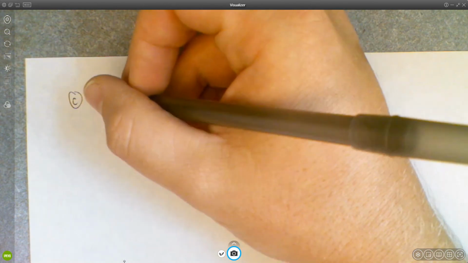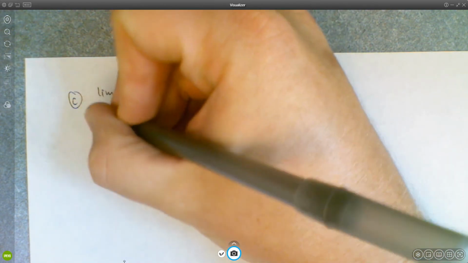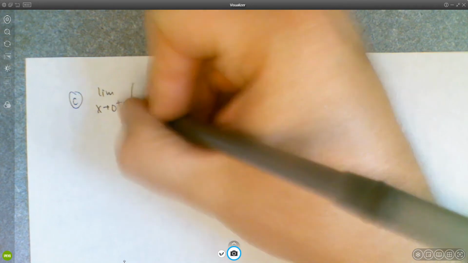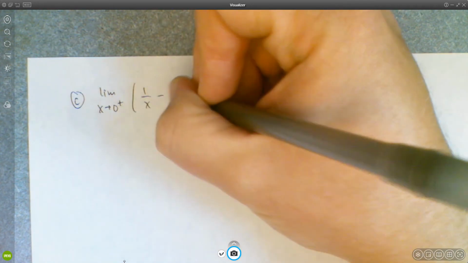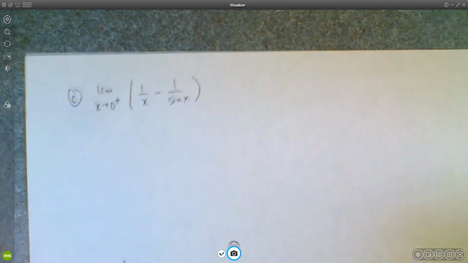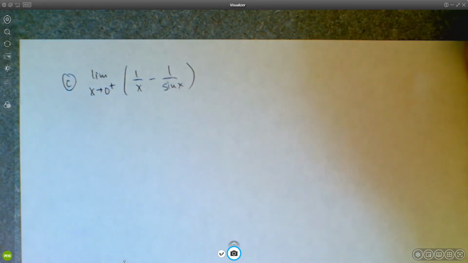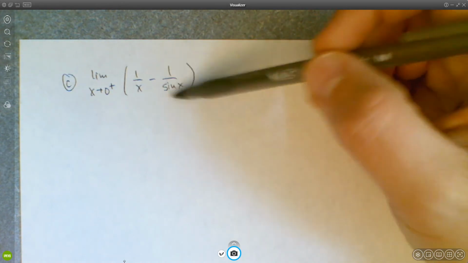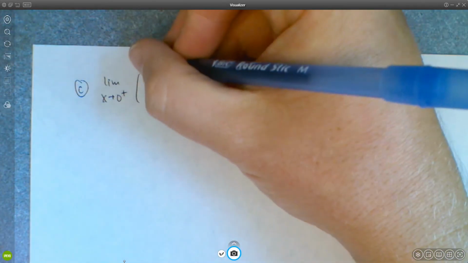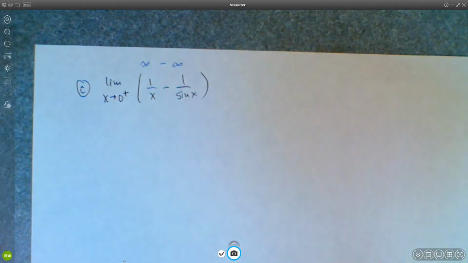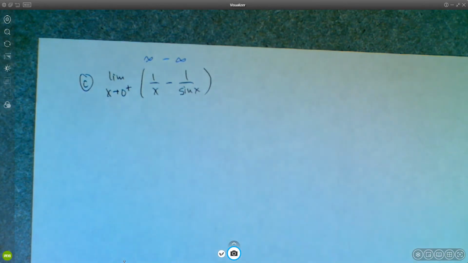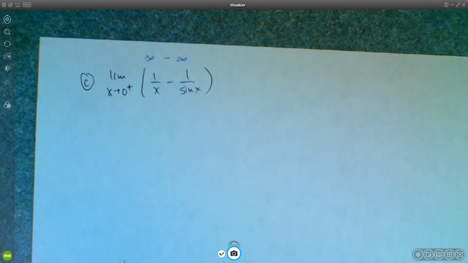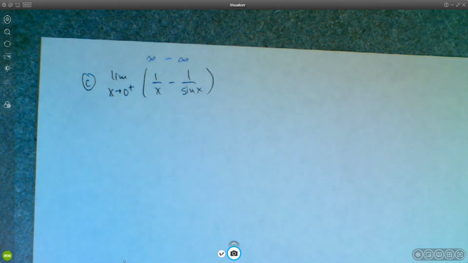So, let's do the limit as x approaches 0 from the right of 1 over x minus 1 over sine x. As x approaches 0, 1 over x goes to infinity. Sine x goes to 0, so 1 over sine x is also going to go to infinity. So this is an indeterminate of the form infinity minus infinity. So how do we fix this thing up, right? What do we do with these?